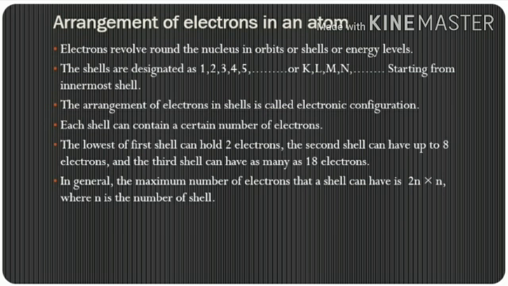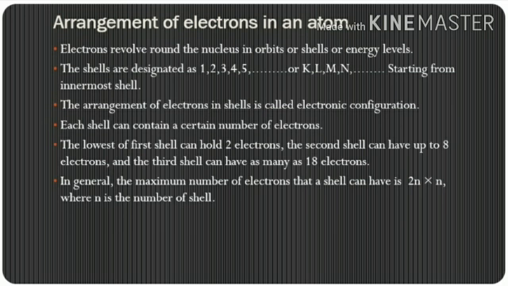Arrangement of electrons in an atom. Electrons revolve around the nucleus in orbits or shells or energy levels. The shells are designated as 1, 2, 3, 4, 5 or K, L, M, N, O starting from the innermost shell. The arrangement of electrons in shells is called electronic configuration.